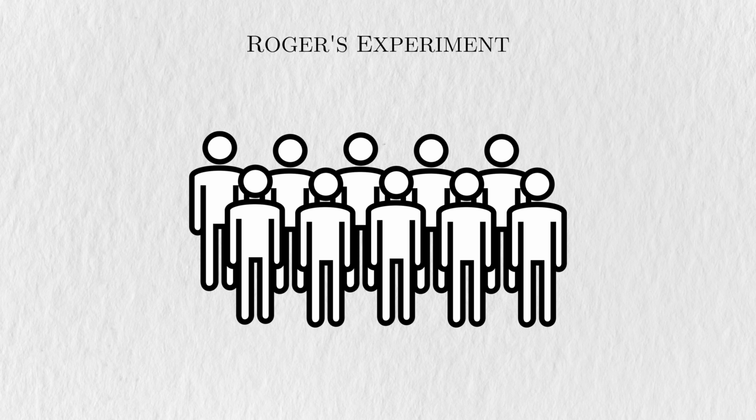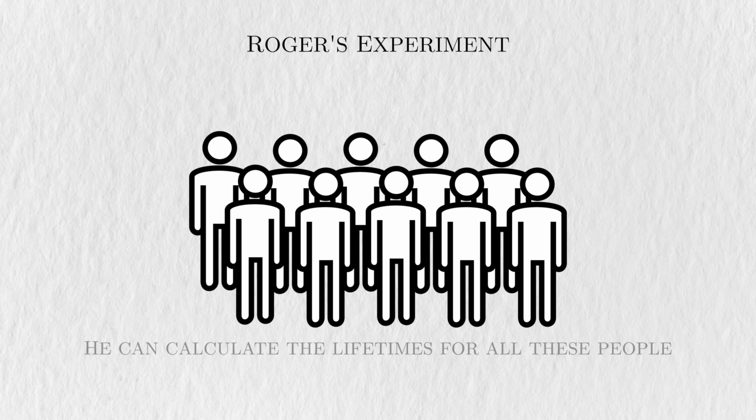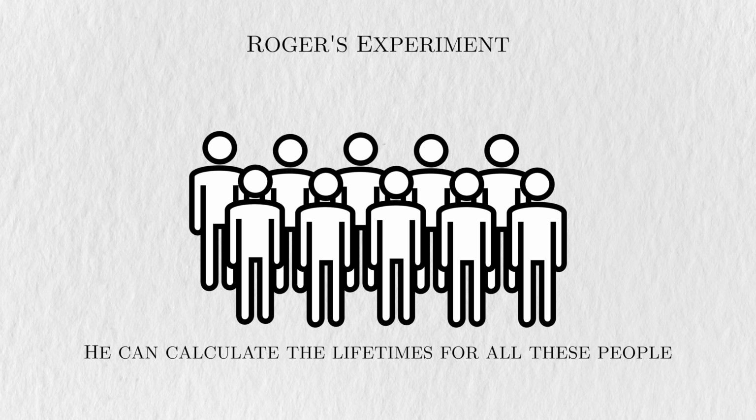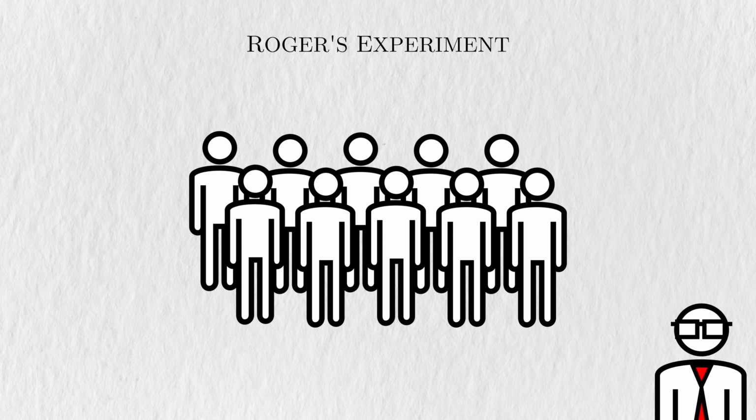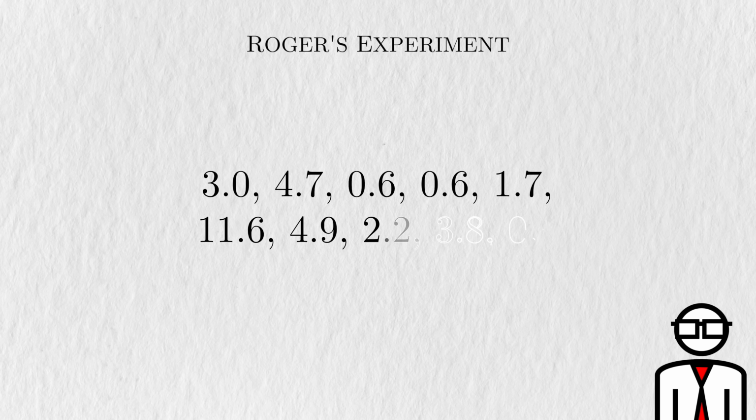Roger figures that the best way to get high quality data on this group is to start with a new set of subscribers and just wait. That way he can calculate the lifetime for everyone directly, since he'll know when they start and when they end their membership. Roger knows this approach is going to take a long time, so he only chooses 10 people to track. After many months of waiting, Roger sees these lifetimes.